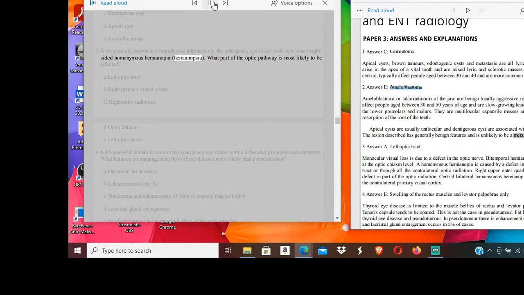Homonymous hemianopsia. What part of the optic pathway is most likely to be affected? A. Left optic tract. B. Right primary visual cortex. C. Right optic radiation. D. Optic chiasm. E. Left optic nerve.